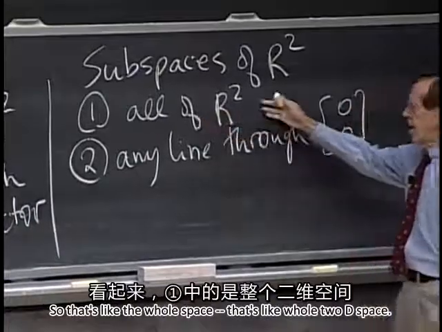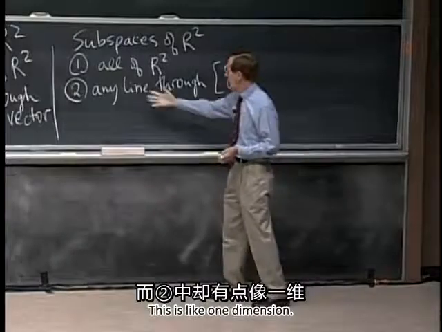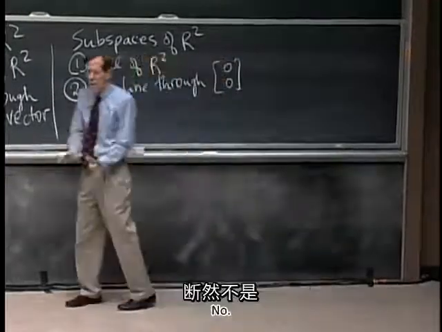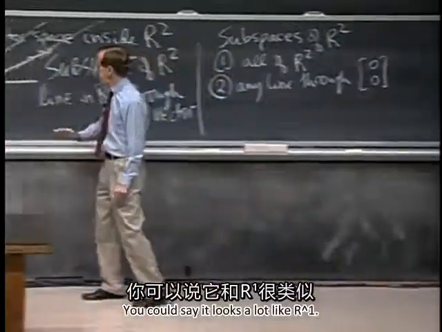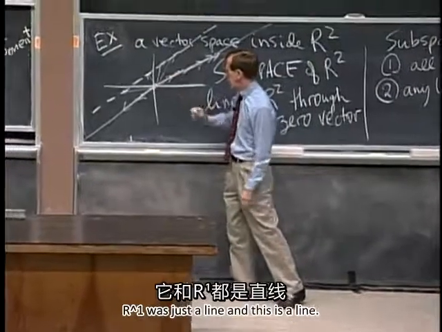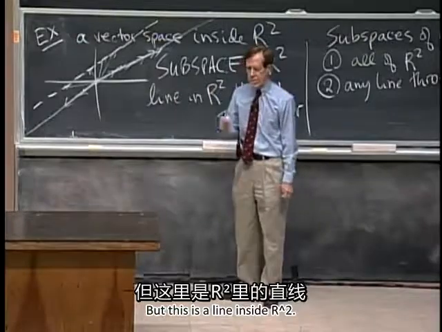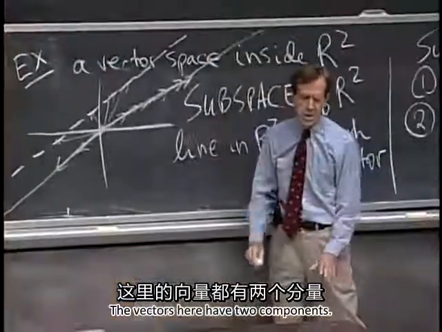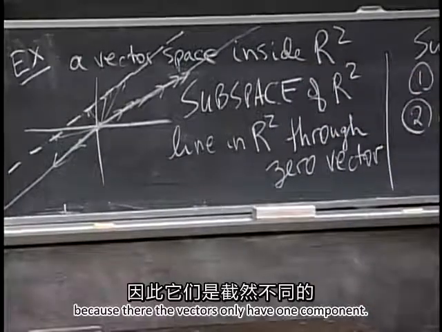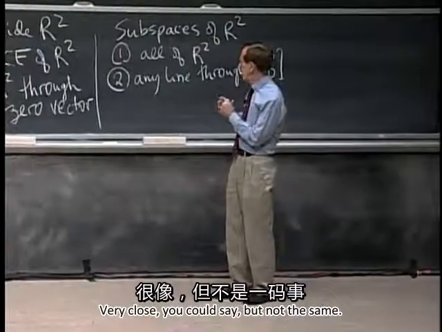So that's like the whole space. That's like a whole 2D space. This is like one dimension. Is this line the same as R1? No. You could say it looks a lot like R1. R1 was just a line, and this is a line. But this is a line inside R2. The vectors here have 2 components. So that's not the same as R1, because there the vectors only have 1 component. Very close, you could say, but not the same.